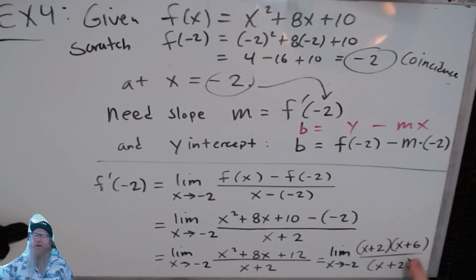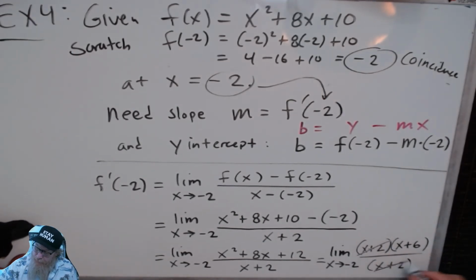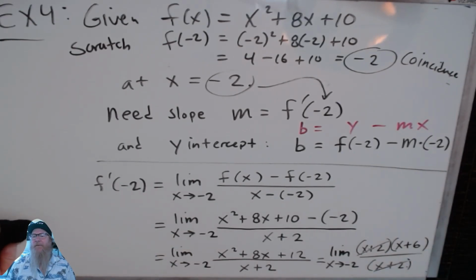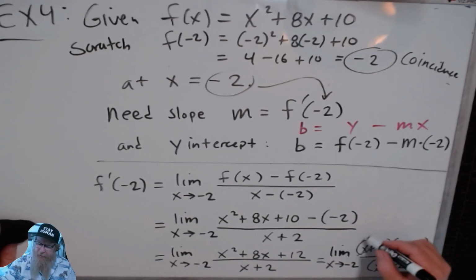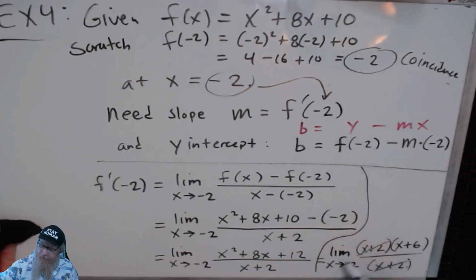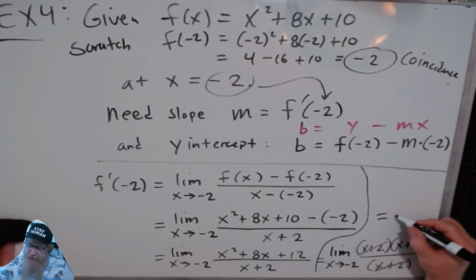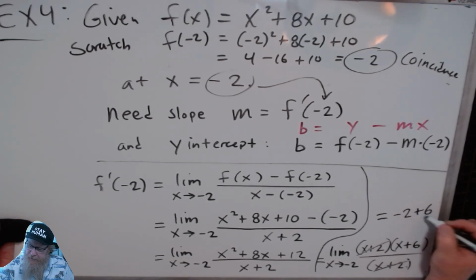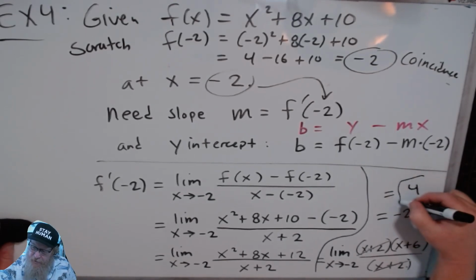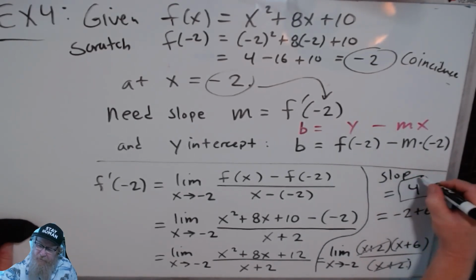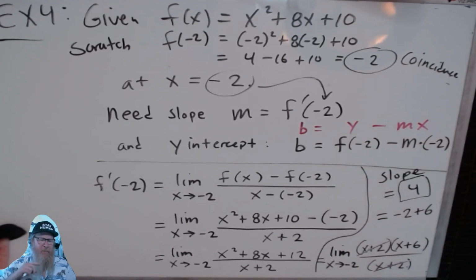Oh, we've seen that before. Totally different problem a while ago, but we saw the same kind of thing happen. Another coincidence. It's a day of coincidences. So there we go. That's our limit. So now we're going to take the limit as x approaches negative 2 of x plus 6. So that's going to be negative 2 plus 6. And so the slope is 4. That's my slope.